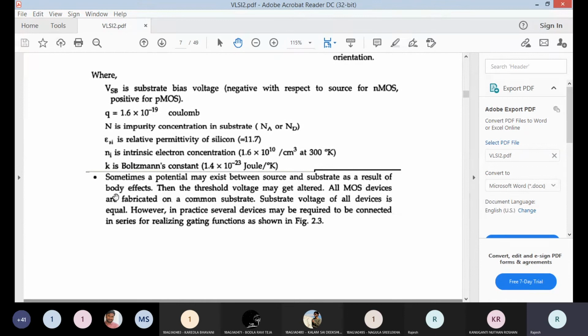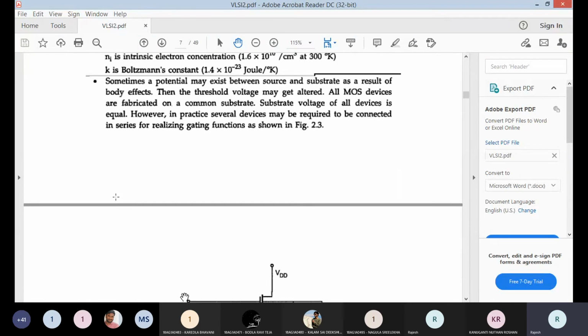And Q is 1.6 times 10 to the power of minus 19 coulombs. N is the impurity concentration, acceptor or donor, so this is written for both NMOS and PMOS. Epsilon SI is the relative permittivity. Ni is the intrinsic electron concentration. K is the Boltzmann constant.